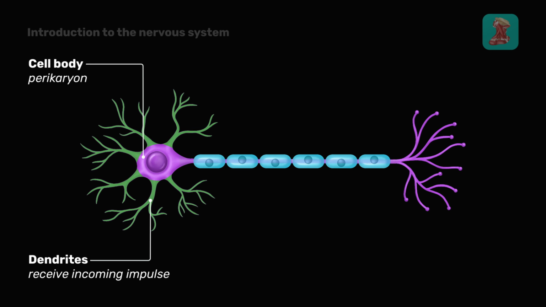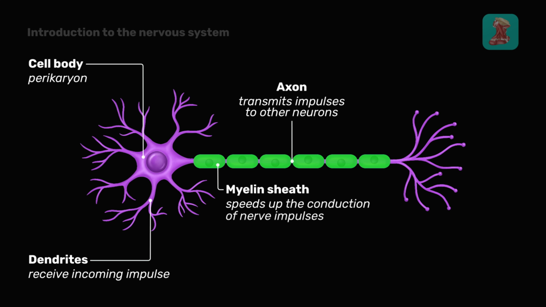The second type, axons, are long. Each neuron has only one axon. It is used to transmit impulses to other neurons. Some axons are covered with a layer of lipids and proteins that speed up the conduction of nerve impulses. This structure is called the myelin sheath.